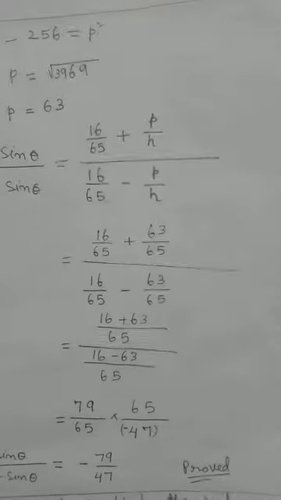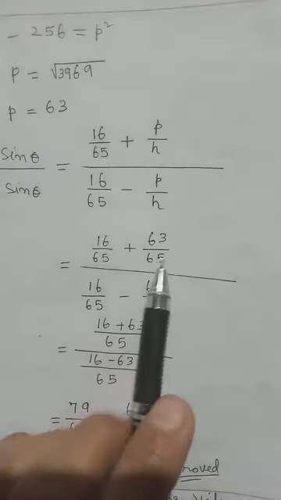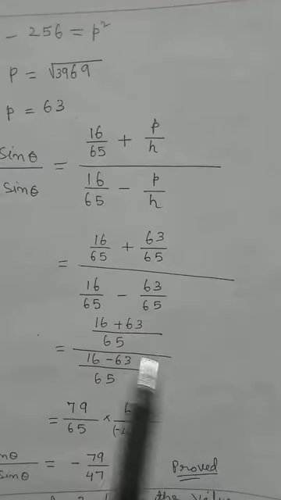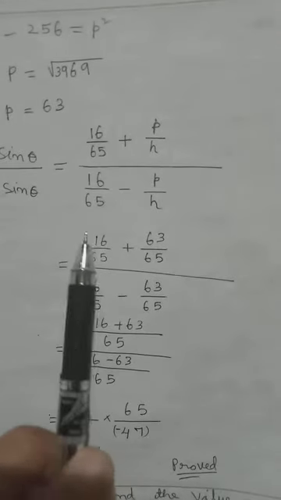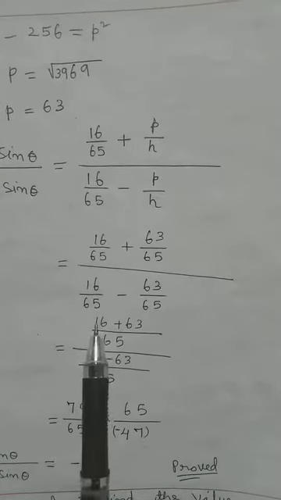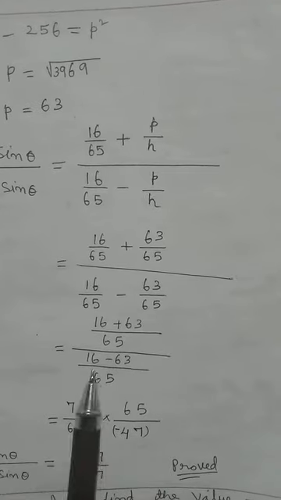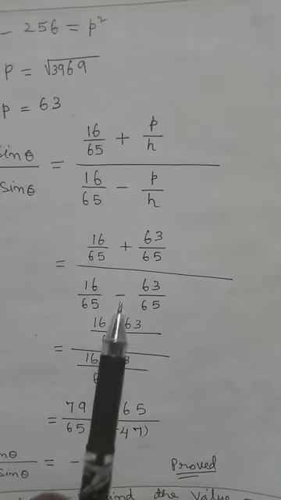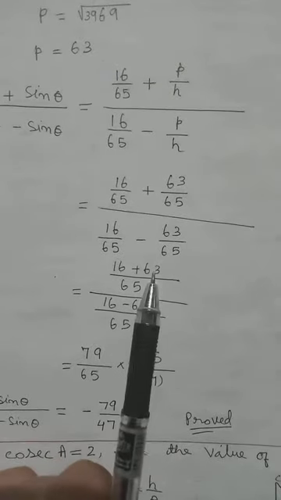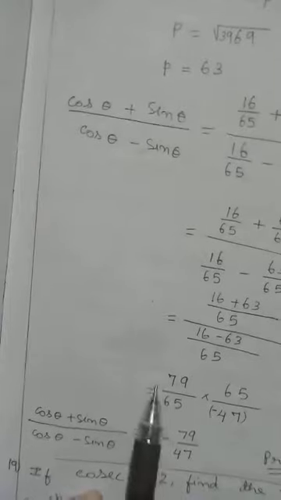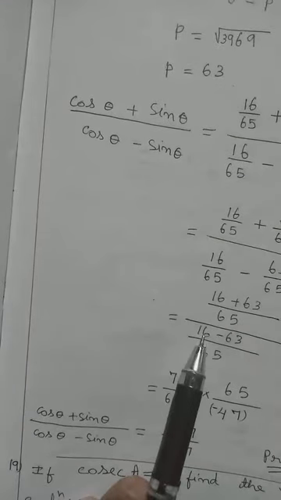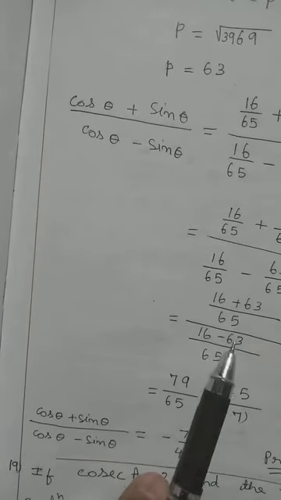After that we have fractions with plus and minus. What to do? Let's find the LCM. Numerator and denominator both have 65, so we can take that. If the LCM and denominators are the same, the numerators also should remain the same. So 16 plus 63. Down also it goes the same, only instead of plus we have minus. So 16 plus 63 we get 79 over 65. Then here 63 minus 16 we will get 47.